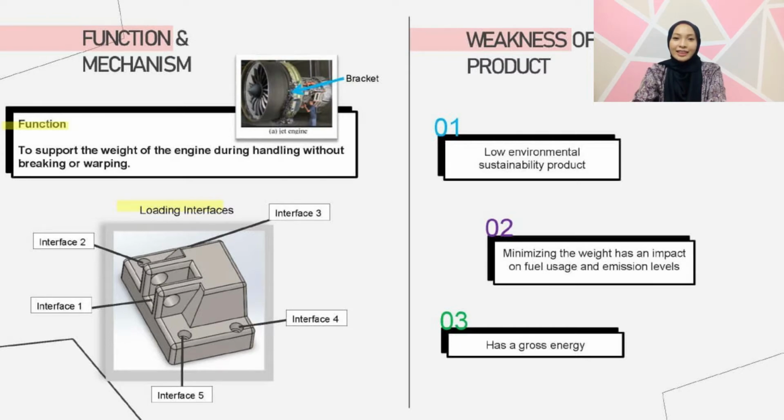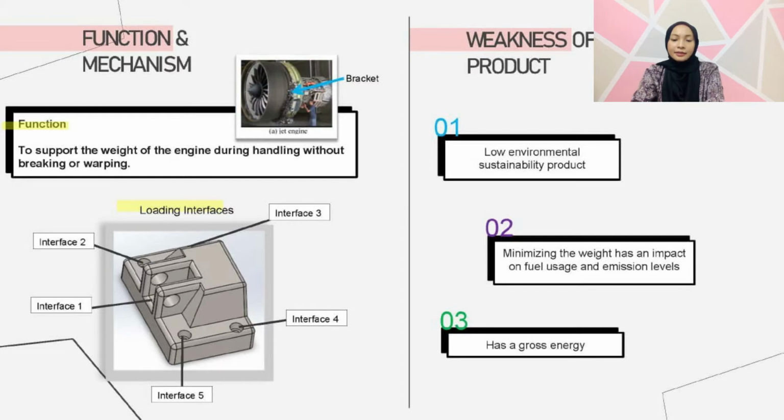Next is the weakness of the jet engine bracket. First is low environmental sustainability. Second, minimizing the weight of any aircraft component has an impact on fuel usage and emission levels, because fewer raw materials used in a smaller part can reduce energy use and emissions. This is important because titanium requires a high energy level.